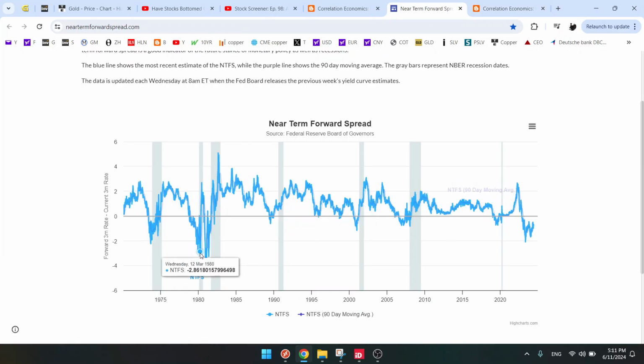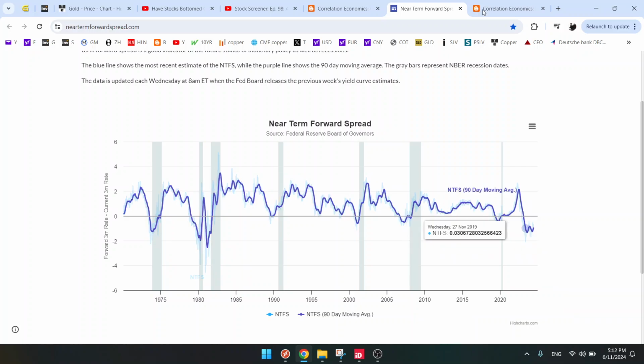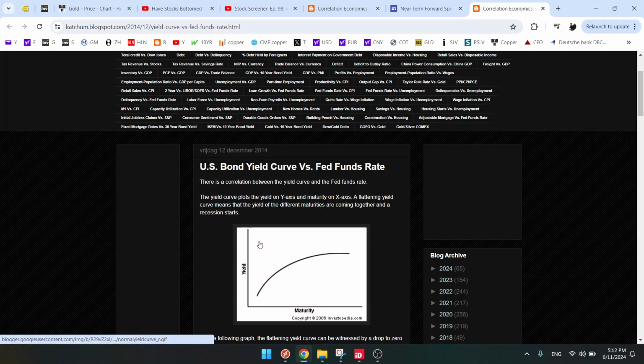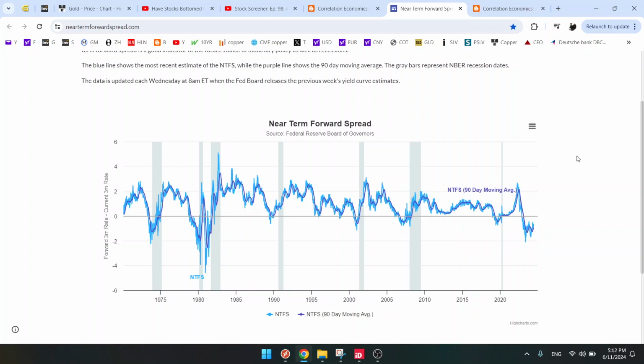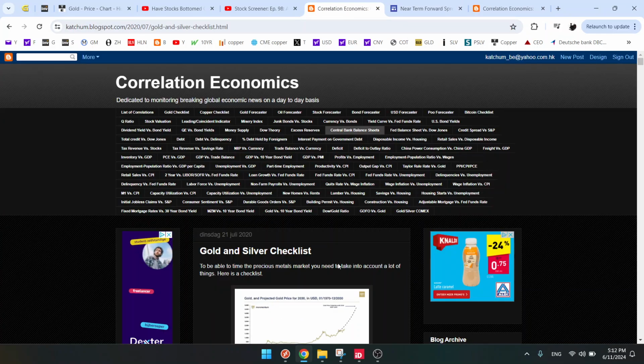So yeah, first thing is look at the near-term forward spread. This actually means that that is negative. That means that the short-term yield will go down to get to equilibrium. A bit complex to understand, but you will need to learn it. If you don't want to learn it, then just look at this chart and pick the periods where we are negative, and then you know that gold will go up eventually. That's the long term.